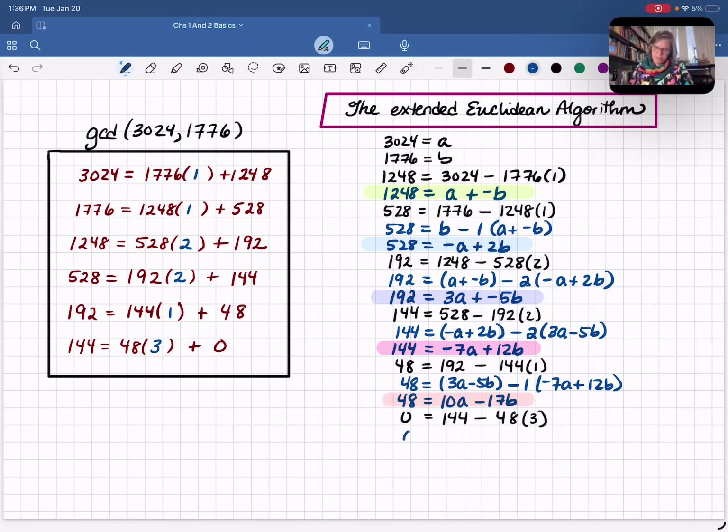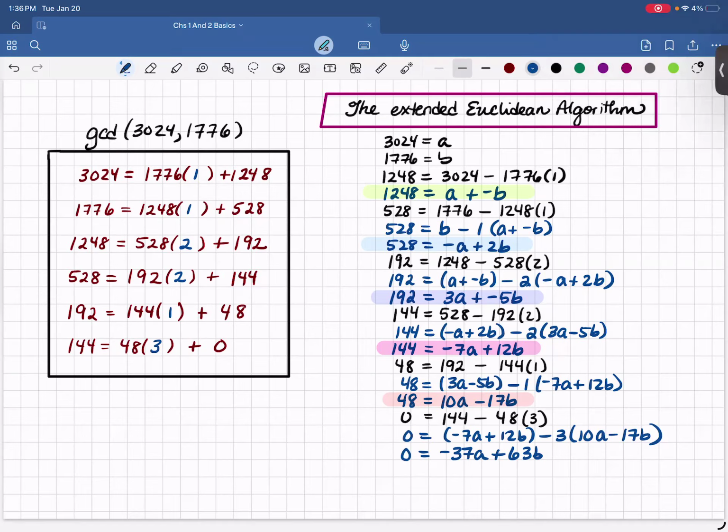And last one, 0 is negative 7a plus 12b minus 3 times 10a minus 17b. And so 0 is negative 37a plus 12 plus 3 times 17. That's 12 plus 51, that's 63b. That is the last one that I will highlight. Okay. And so this is the extended Euclidean algorithm.